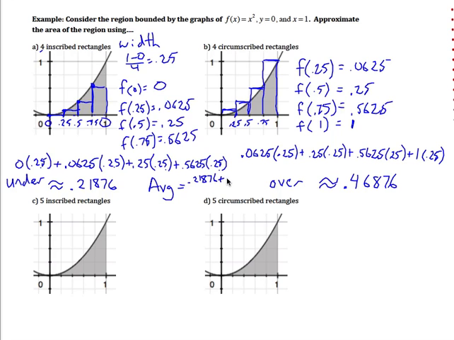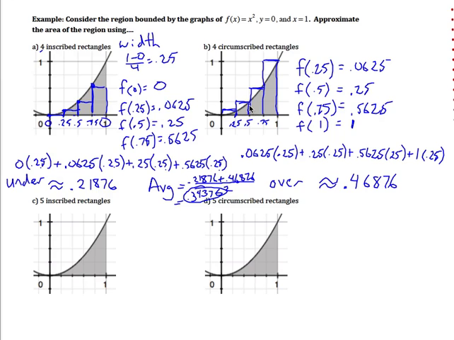So it's 0.21876 plus 0.46876 and divide that by 2. And our average would come out to be 0.34376. Okay, so that would be an approximation for the area under the curve.